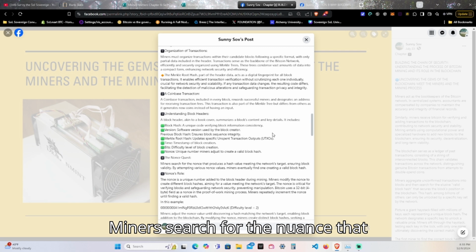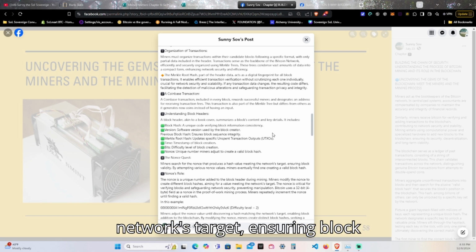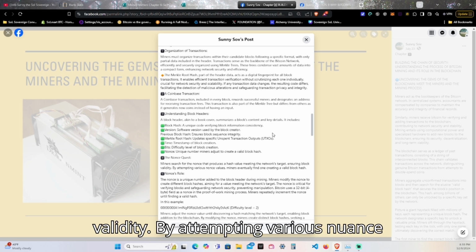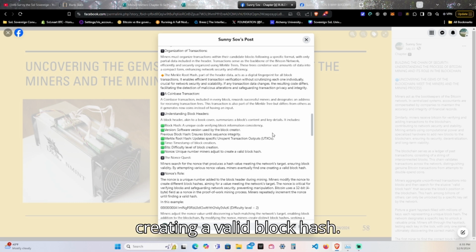Miners search for the nonce that produces a hash value meeting the network's target, ensuring block validity. By attempting various nonce values, miners eventually find one, creating a valid block hash.